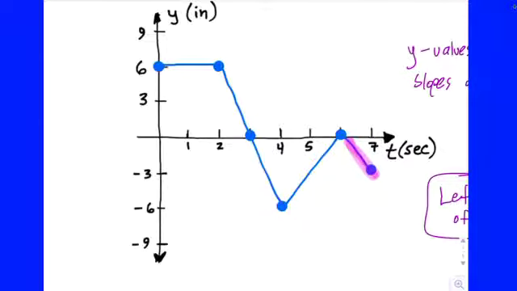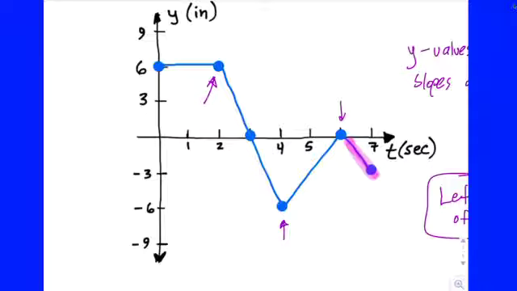Now at 2, there's the first one. Does the slope change signs at 2? Actually, no, right? Because 0 has no sign. It goes from 0 to negative. If you think about it, the particle is at rest for the first 2 seconds, and then it begins moving. So that's not changing directions. But what about at 4? The slopes change signs. At 6, the slopes change signs.